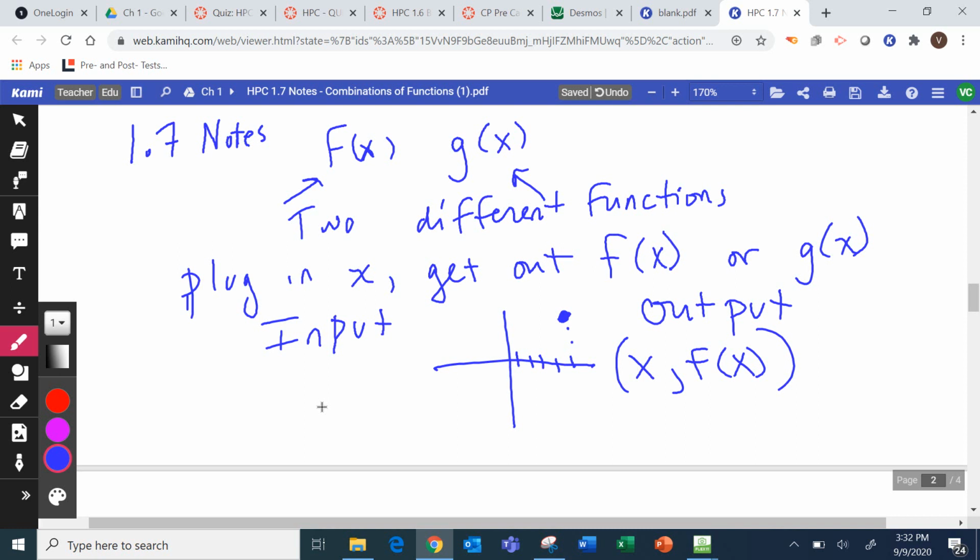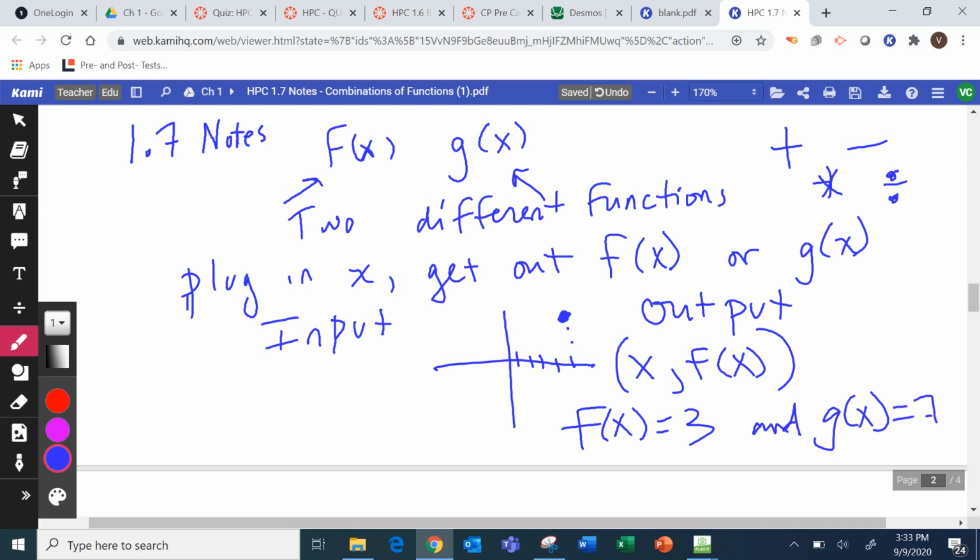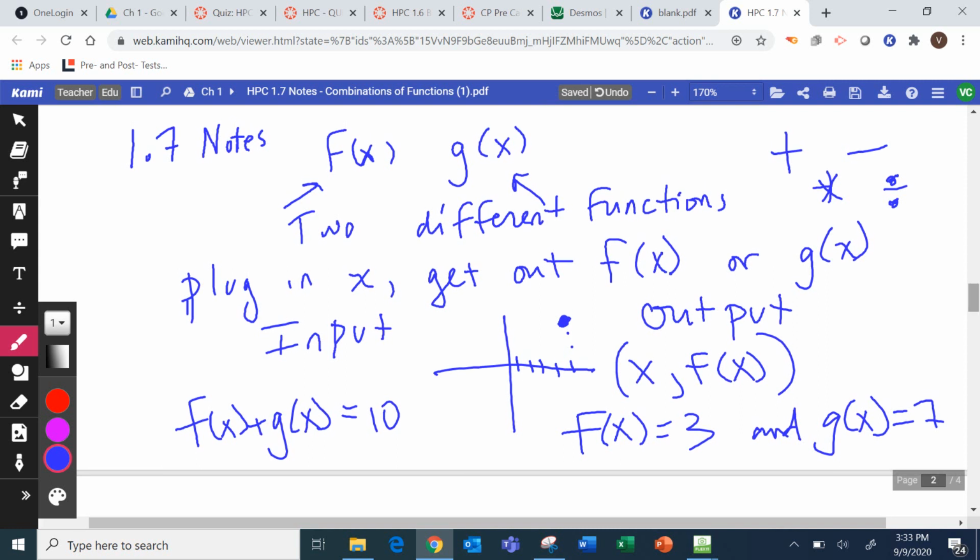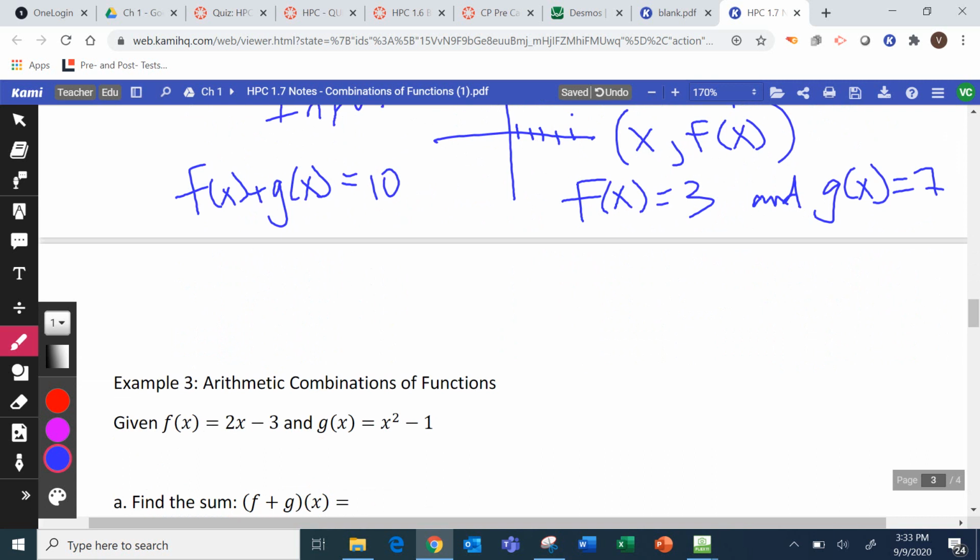So what we're going to be doing with f of x and g of x is arithmetic. We're going to add them, subtract them, multiply them, divide them. So what you're really doing is adding two y values together. The problem is we don't always know what those y values are. Now, if I know that f of x is 3 and g of x is 7, then I can easily say that f of x plus g of x is 10. That's easy. And you'll have some questions like that, but for the most part, we're going to talk about where we don't know the value of x.